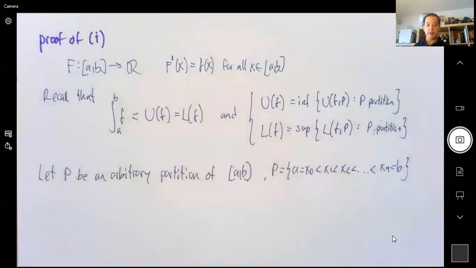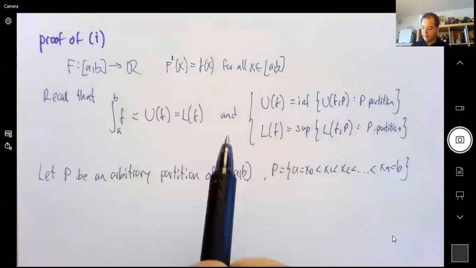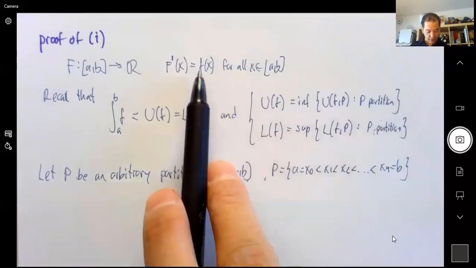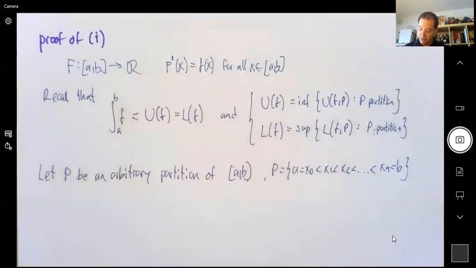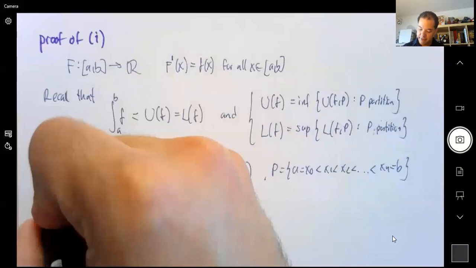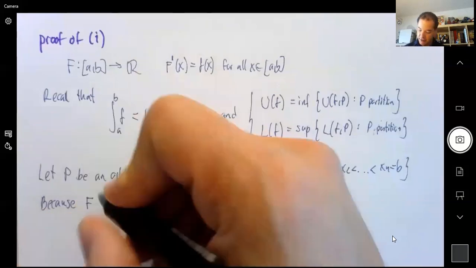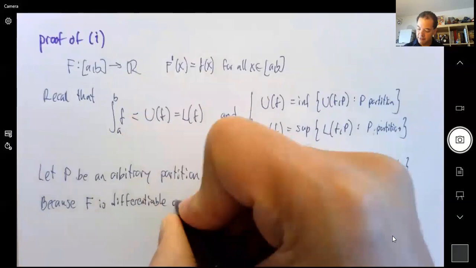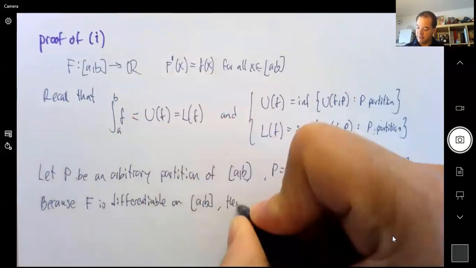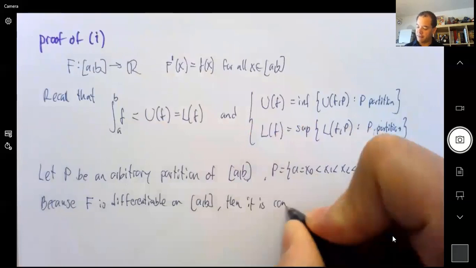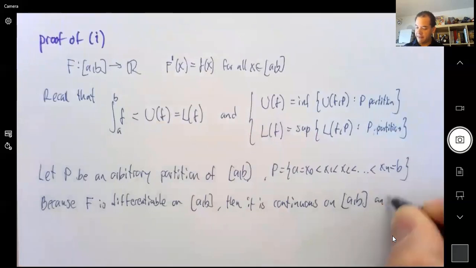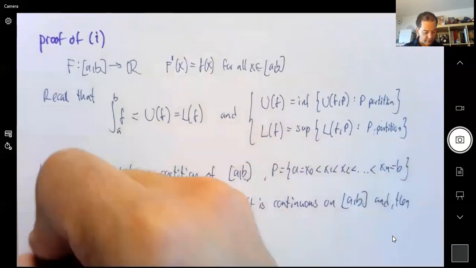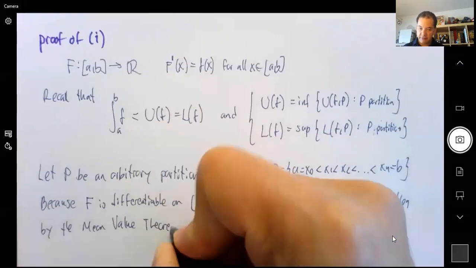And then because we know that this little f function is differentiable, this capital F function has a derivative. So because capital F is differentiable, then it is continuous, obviously, because differentiable implies continuous. And then by the mean value theorem, this happens.